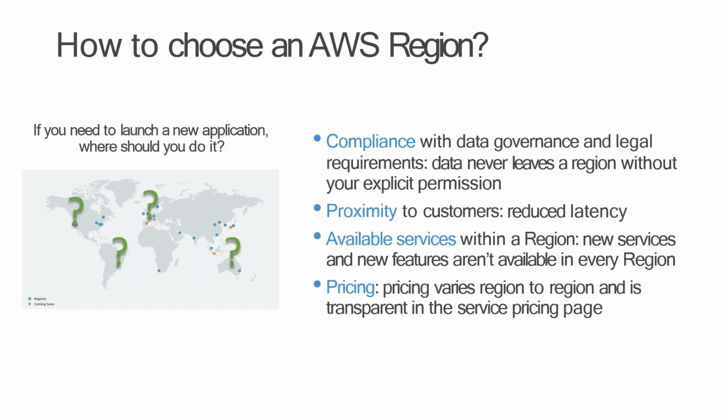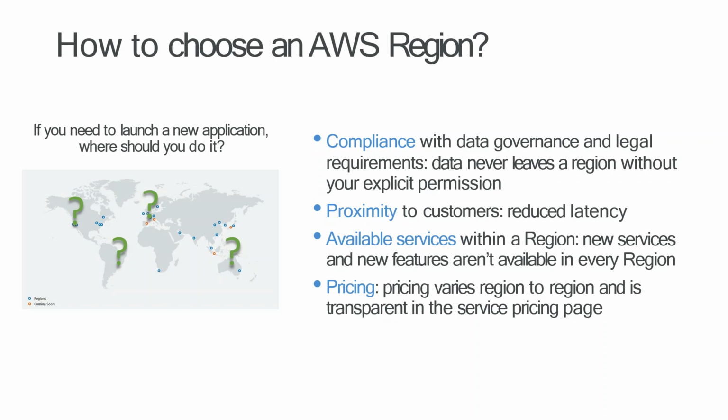Third is available services. It will be a very rare case, but new services and new features are not available in every region. So if you want to use a feature that is not available in a particular region, then you need to select a region with compliance and proximity in mind, and which has the service availability.